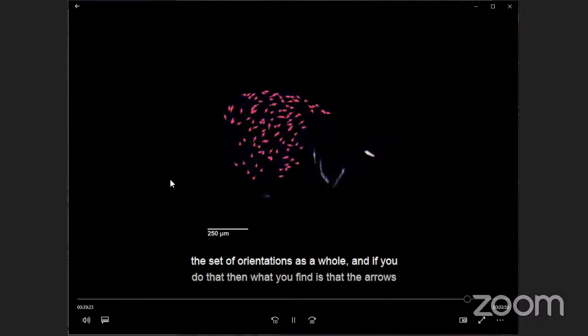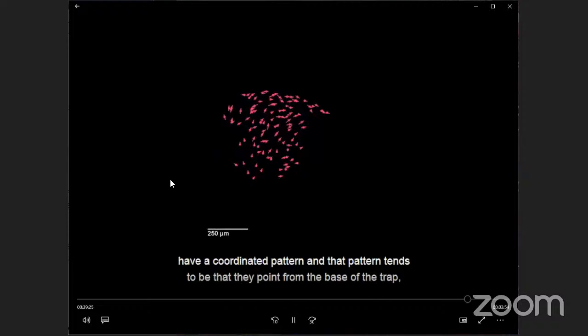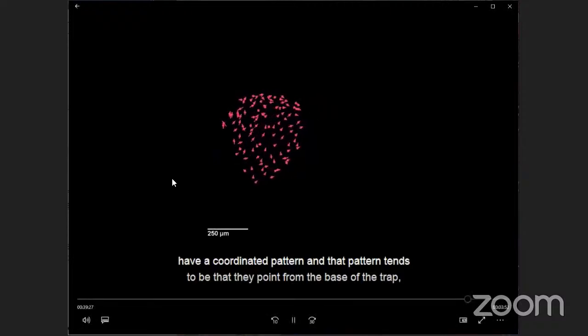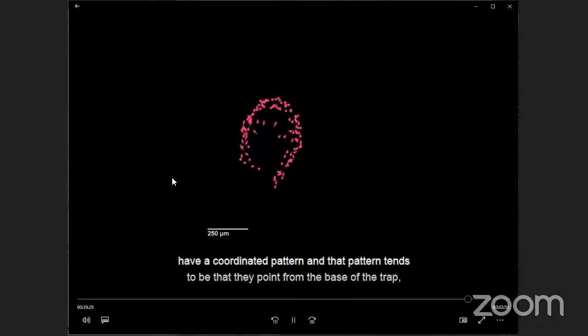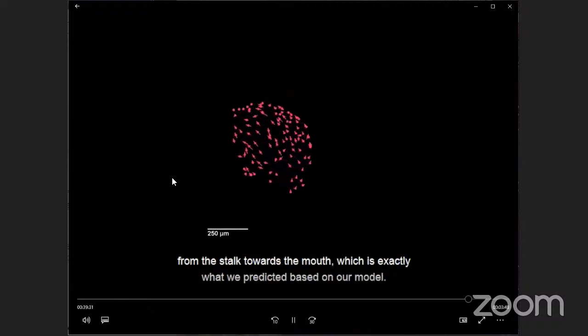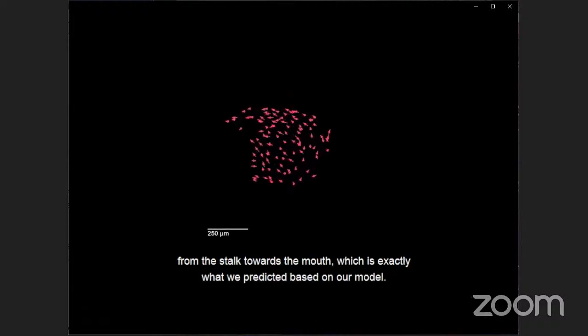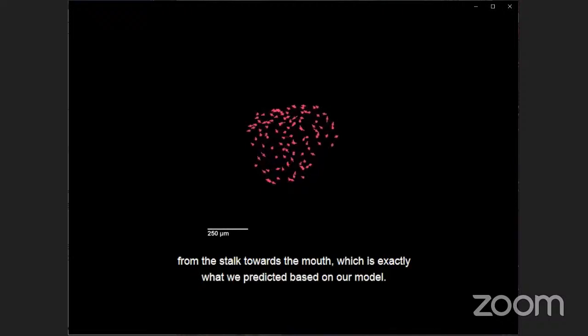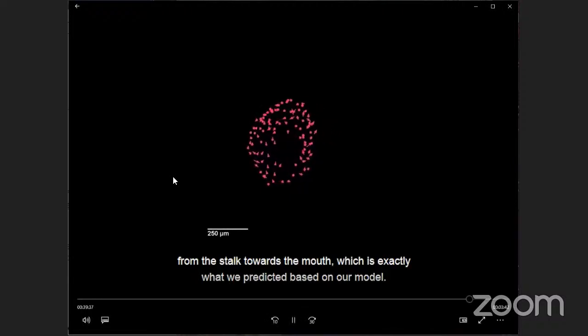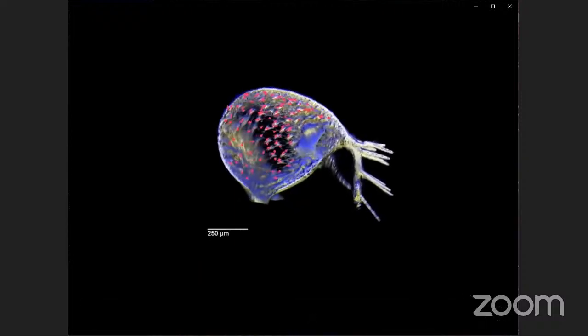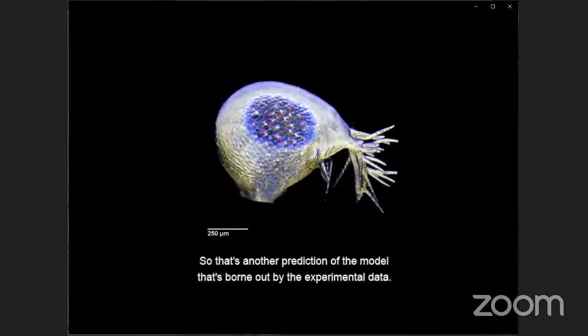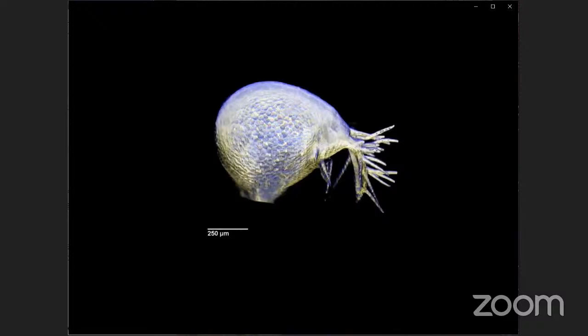And if you do that, then what you find is that the arrows have a coordinated pattern, and that pattern tends to be that they point from the base of the flower and the stalk towards the mouth, which is exactly what we predicted based on our model. All right. So that's another prediction of the model that's borne out by the experimental data.